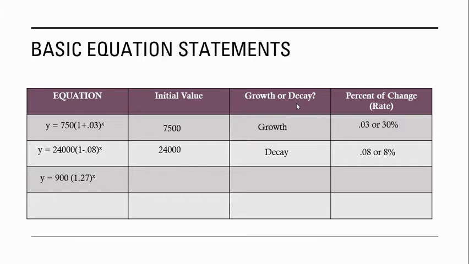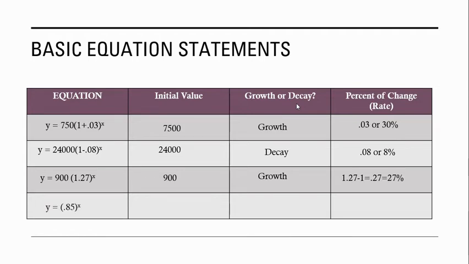y is equal to 900 times 1.27 to the exponent of x. What is our initial value? That is right, your initial value is 900. Is this a growth or decay curve? Yes, it is a growth curve. What is our percent of change? Notice that in order to find the percent of change we have to subtract 1 from our base, and we'll see that what we have left is 0.27, which is 27%. Let's take a look at our last example.